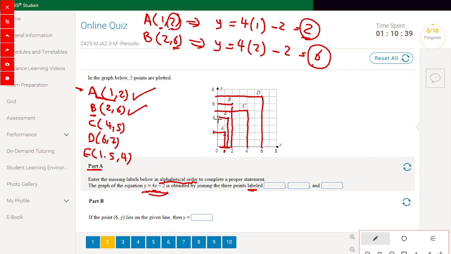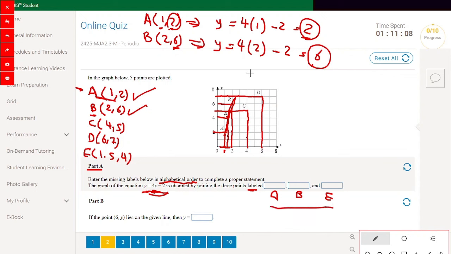Now here we have A and B. So if we draw a line between A and B, E will also be a solution for this equation. So the answer, in alphabetical order, will be A, B, E. Now, okay, let's try with other points and see if this answer is correct or not.